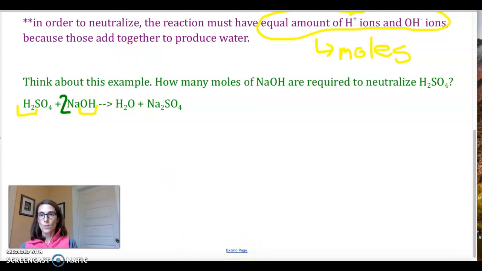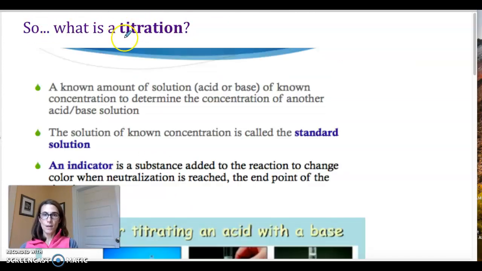Okay, so that brings us to this idea of a titration. So what is a titration? Titration is a process where a known amount of solution, an acid or a base, of known concentration is used to determine the unknown concentration of another acid-base solution. So let's say we had a known amount of acid with a known concentration. We would be able to use that to help us determine the concentration of an unknown base solution.